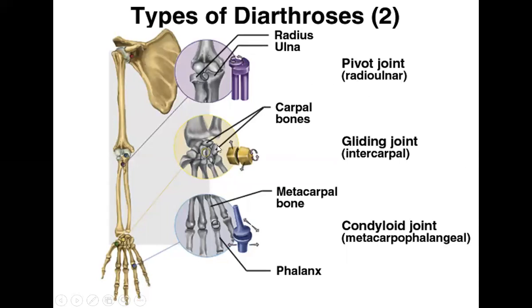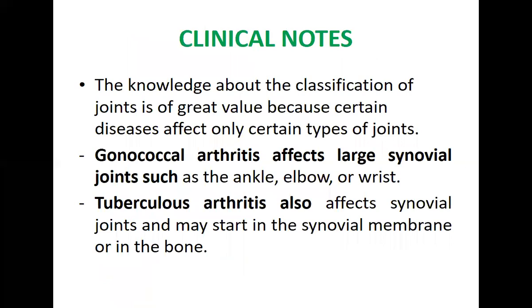Then between the carpal bones, this is called the gliding joint, the intercarpal joint. This is called gliding. So these are the carpal bones between them. Then between the metacarpo and phalangeal bones, this is called the condyloid joint. This is how it looks. Okay, condyloid joint. So these are some examples of the different types of synovial joints.